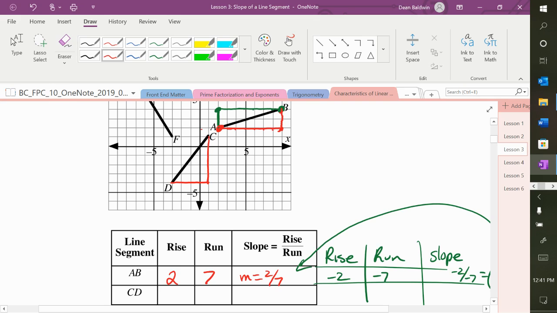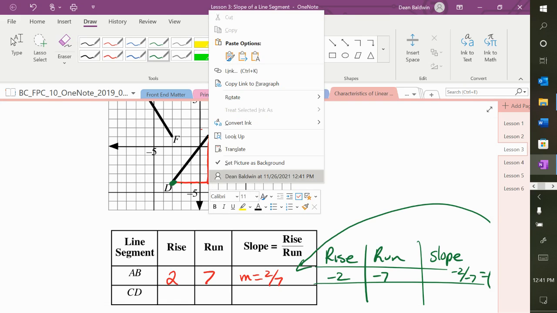What point do you want to start at? It doesn't matter, but which one do you want to start at? C or D? D. Okay, we're starting at D. So I started at D. I'm counting 1, 2, 3, 4. 4 units to the right.